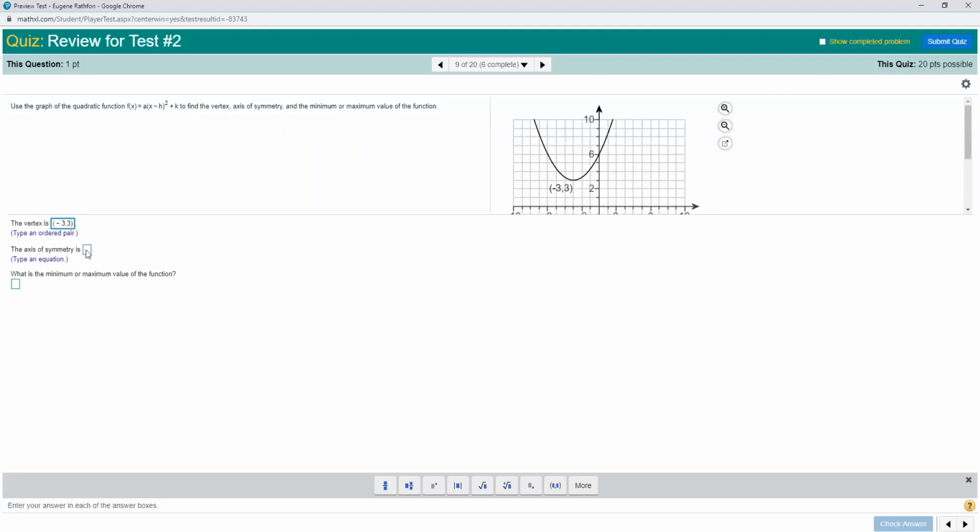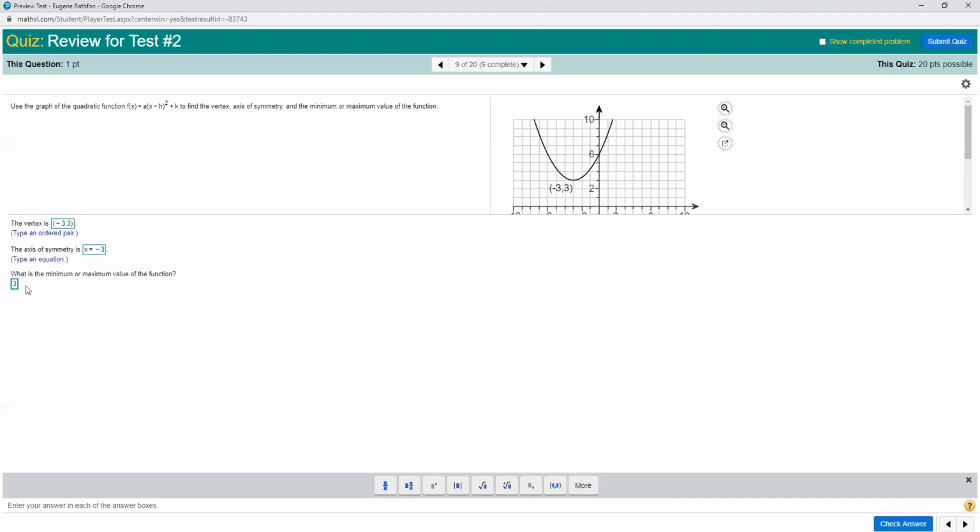The axis of symmetry is always the x value. But notice here it says type an equation. So on the axis of symmetry, you got to put x equals, and then the x value was the -3. So the x value will be the same as the axis of symmetry. The minimum or maximum value is the y value. And the y value on that is a 3. So you're going to come in there and put a 3.